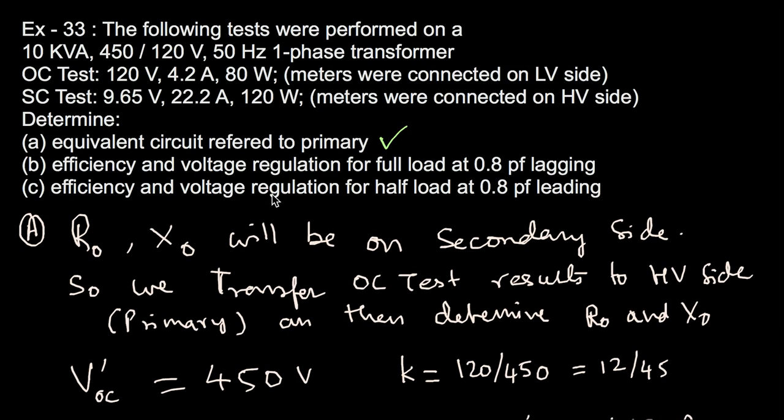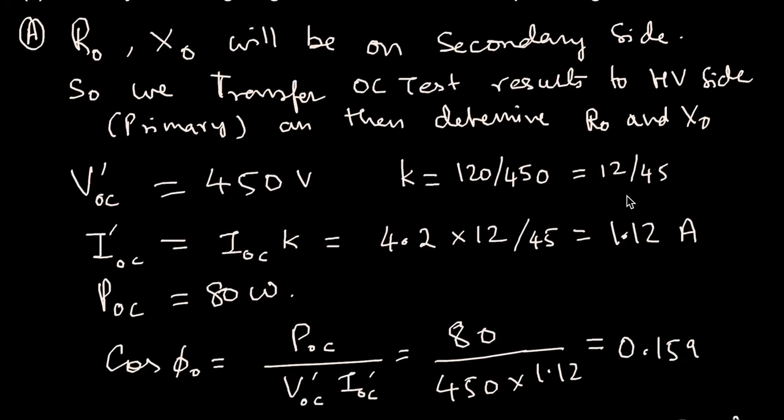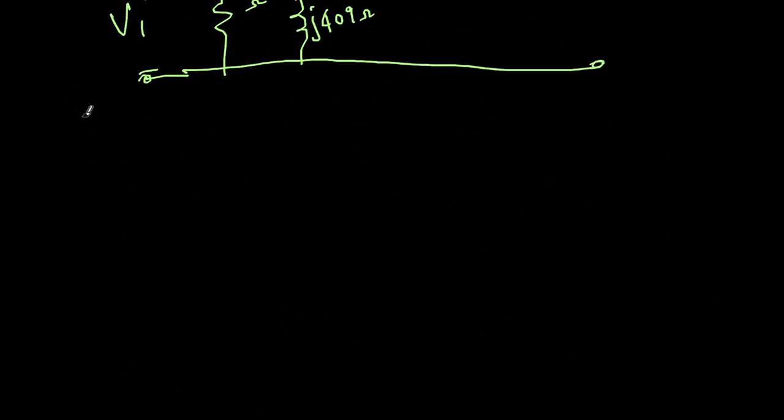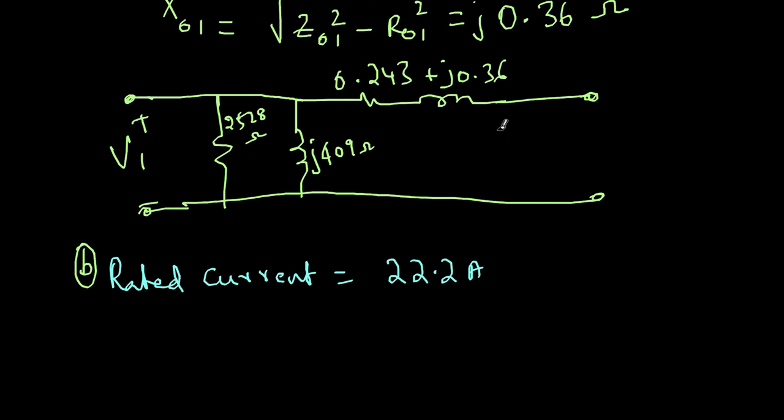First let's calculate the voltage regulation at power factor of 0.8. What is the voltage regulation? For that, this is part B, first we should find out what the voltage drop is. The rated current at full load, we already know, is 22.2 amperes here.